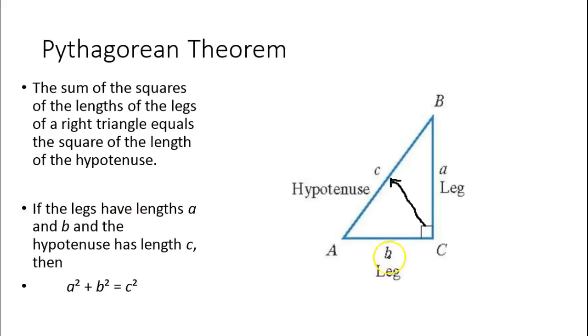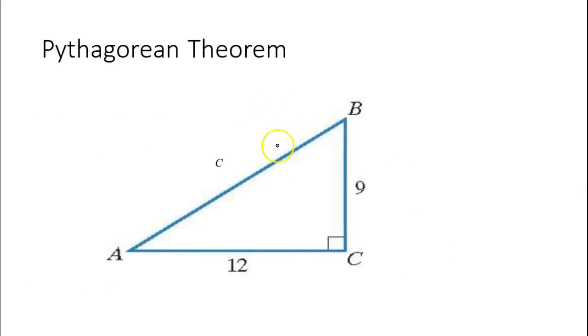So if I've got sides or legs A and B, and those are the sides coming out from the right angle, with the hypotenuse C, the lengths A squared plus B squared equals C squared. Let's look at one of these. For this one, we're looking for C. So remember, A squared plus B squared equals C squared.